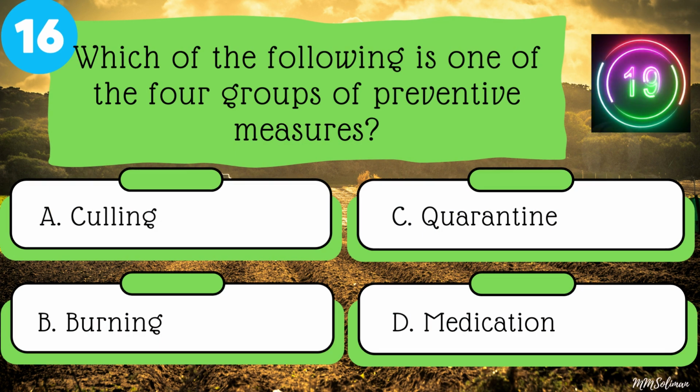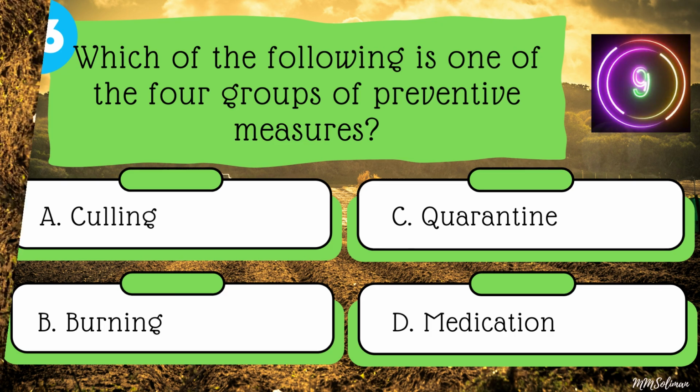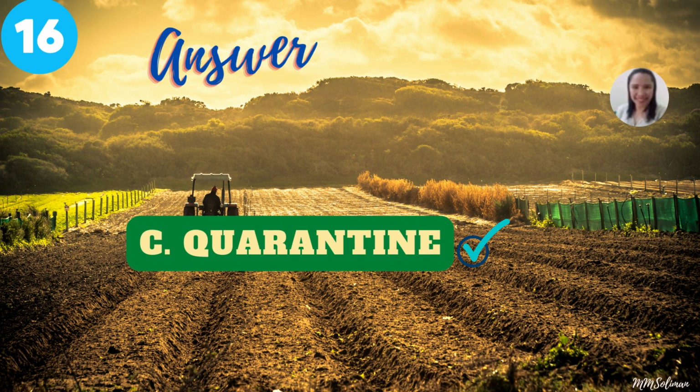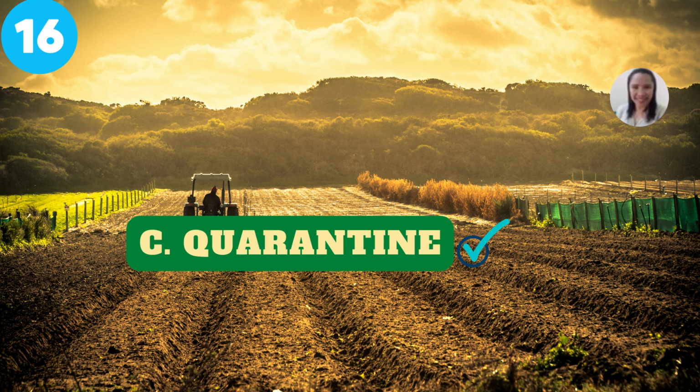Which of the following is one of the four groups of preventive measures? A. Culling, B. Burning, C. Quarantine, D. Medication. Quarantine is to reduce or stop the spread of a contagious disease to animals and to human beings.